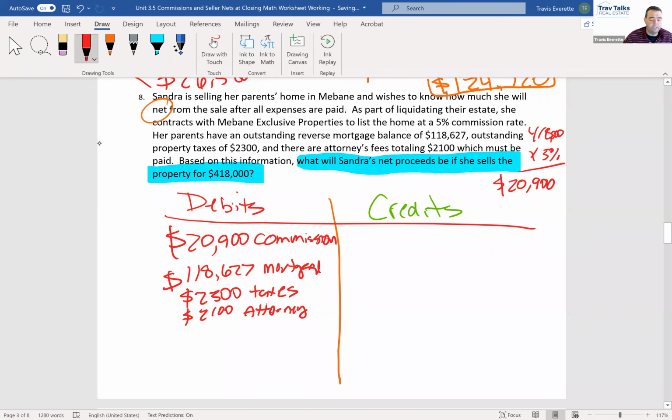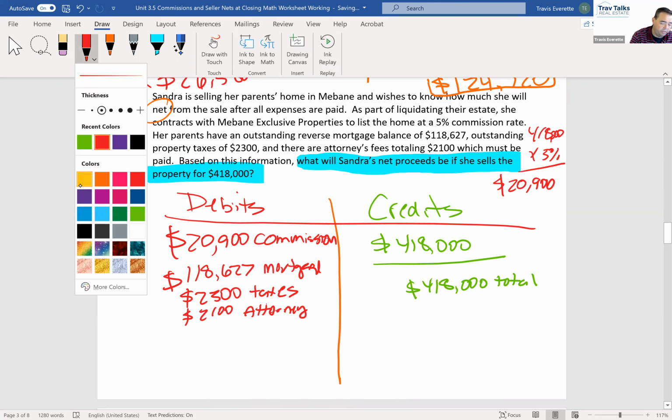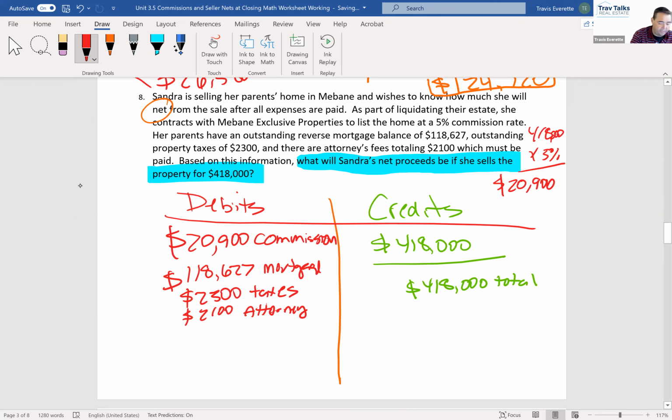What will Sandra's net proceeds be if she sells her property for $418,000? Well, that's the only credit they give us. So we're going to put that over here as a credit. We know our credits: that's $418,000 total. Let's total up our debits over here on the left-hand side. We've got $20,900 in commission plus $118,627 for the mortgage plus $2,300 for taxes plus $2,100 for attorney. That gives us $143,927.